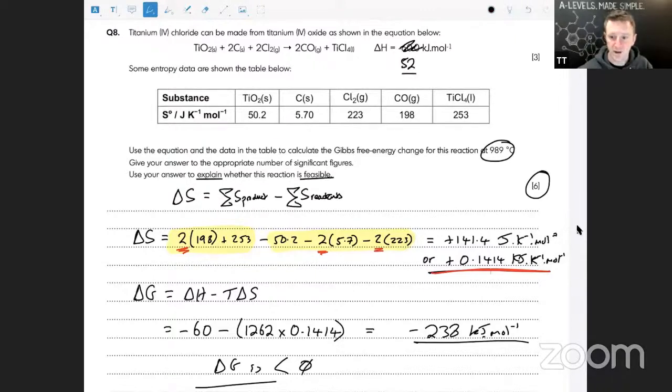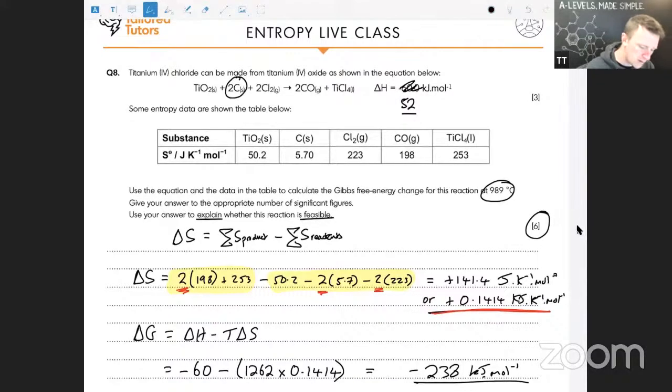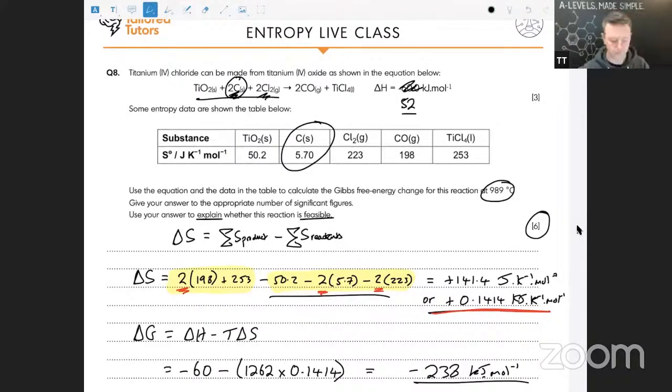Rich, still confused on that? So it's 2 carbon. This is a reactant, yeah? We're taking the reactants away from the products. Carbon is 5.7. There are 2 of them in the equation. Same for chlorine.